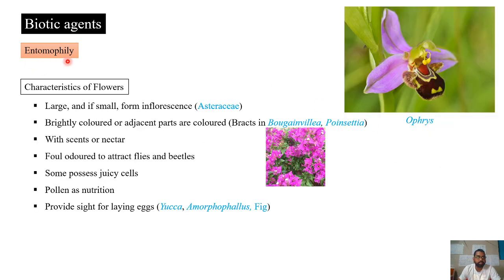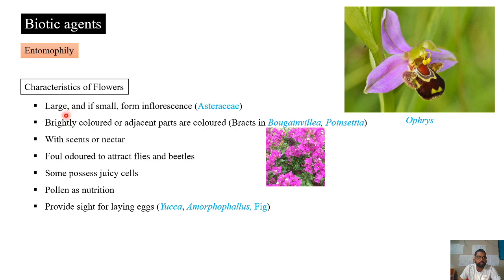And coming to the characteristics, what kind of characteristics the plant should possess, particularly flowers should possess for achieving this entomophily. One thing is they have to attract the pollinating agents, that is insects. They can attract the pollinating agents by having colors, or providing nectar, or providing a site for laying of eggs, or releasing certain kinds of scents. So all these are various characteristics that you can see.